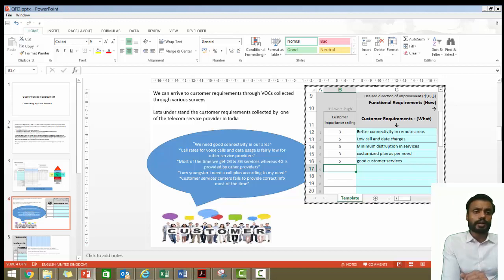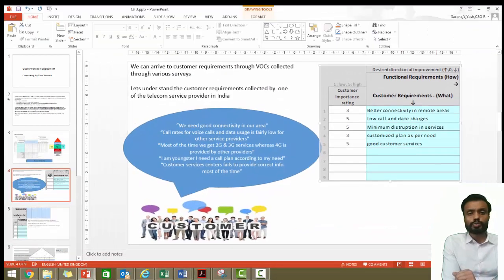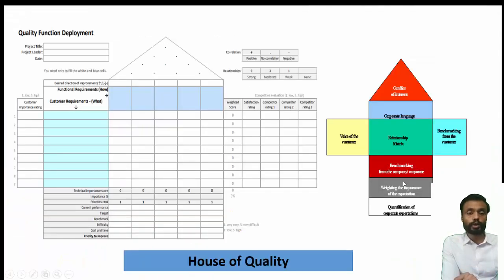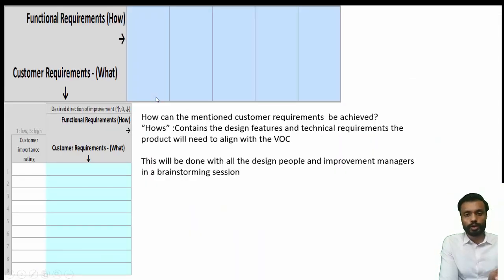Now guys, moving on to our second house, which was corporate language or functional requirement. Yes, we are going to fill this one. So functional requirement says how can those customer requirements be fulfilled? What functionality should be included? How can we fulfill those customer requirements? So now you would have people from various departments sitting in a room. As a consultant, you would be doing the brainstorming session on this one. You would capture the functional requirements.